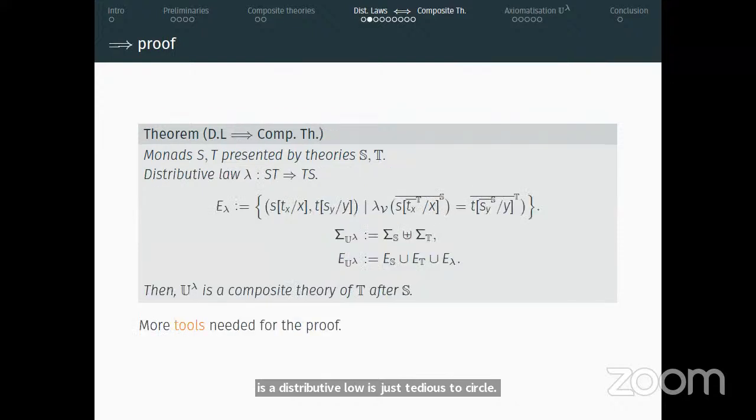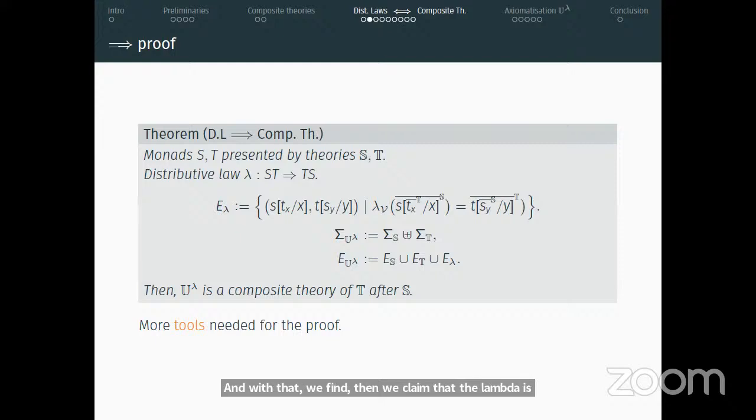Now the other one: suppose we start with the distributive law. We need to build a composite theory. How do we do that? We just join both theories, but we add a third set of equations, which are the distributivity equations. How are those defined? It's every pair of terms that are the representative of an input and output of lambda, of a distributive law. With that defined, we claim that it is a composite theory of T and S.